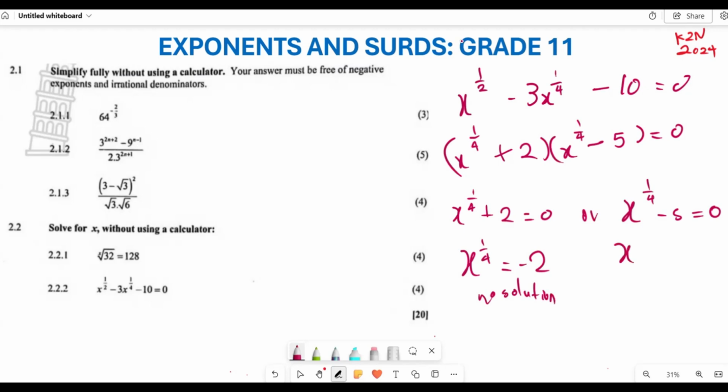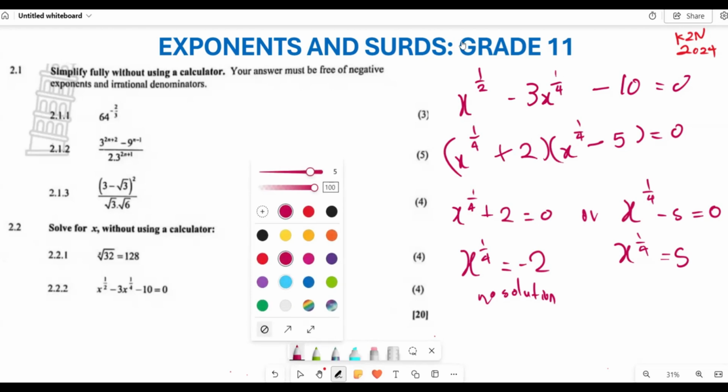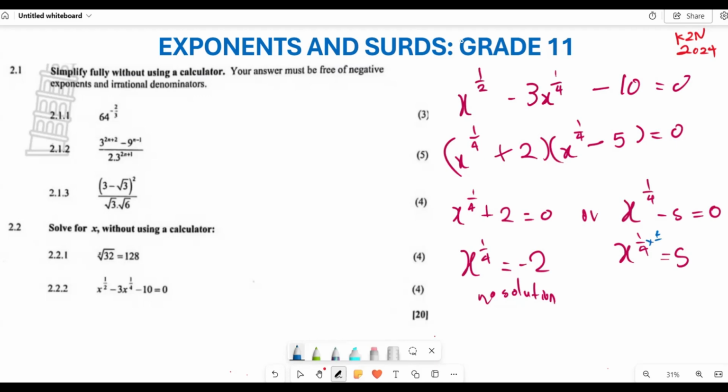But now, if you look at this, x to the power of 1 over 4 equals 5. Remember, we want to get rid of the exponent here. So this is going to be multiplied by 4 over 1, which means the power of 1 is also multiplied by 4 over 1. So your x is going to be the same as 5 to the power of 4. And what is this going to be? 5 to the power of 4, x being equal to 625.